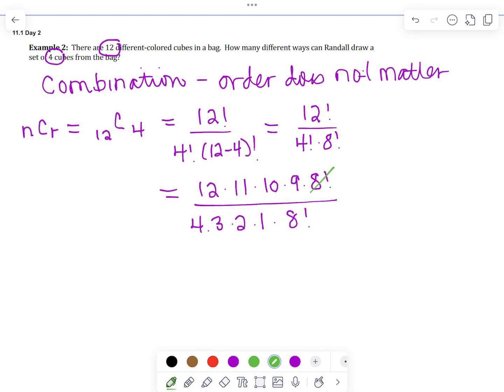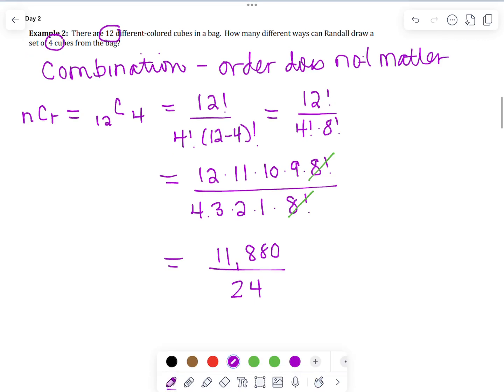Now I can just go ahead and cancel the common factor of 8 factorial in the numerator and the denominator. Then we'll multiply the numerator. 12 times 11 times 10 times 9 is 11,880. In the denominator, 4 times 3 times 2 times 1 is 24. And we divide those two numbers, and we get 495. So there are 495 different ways that Randall can draw a set of 4 cubes from a bag of 12.